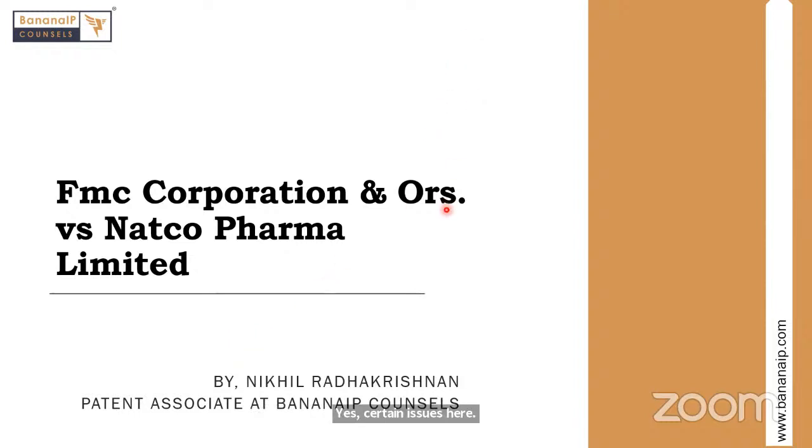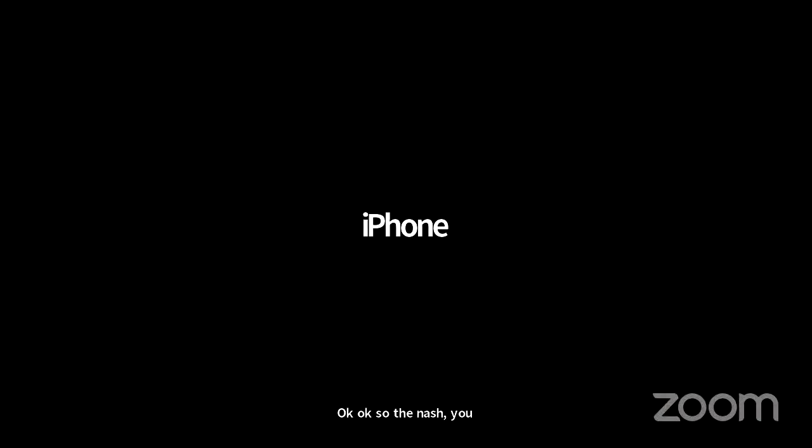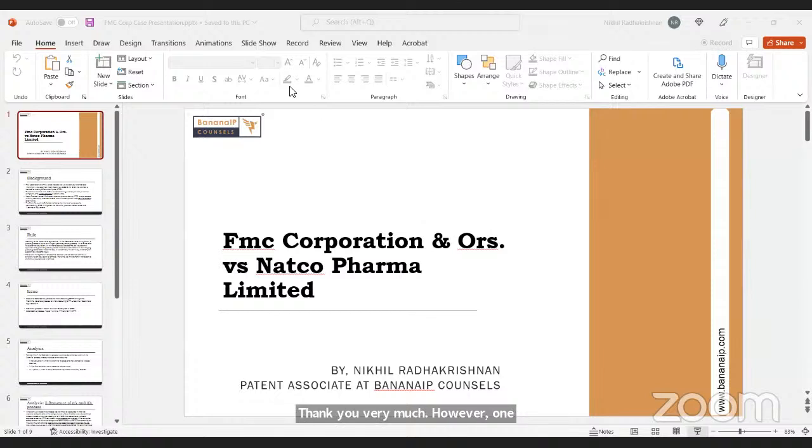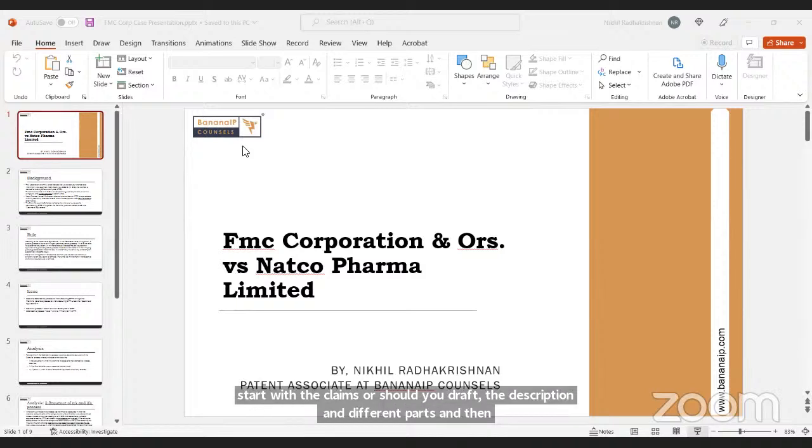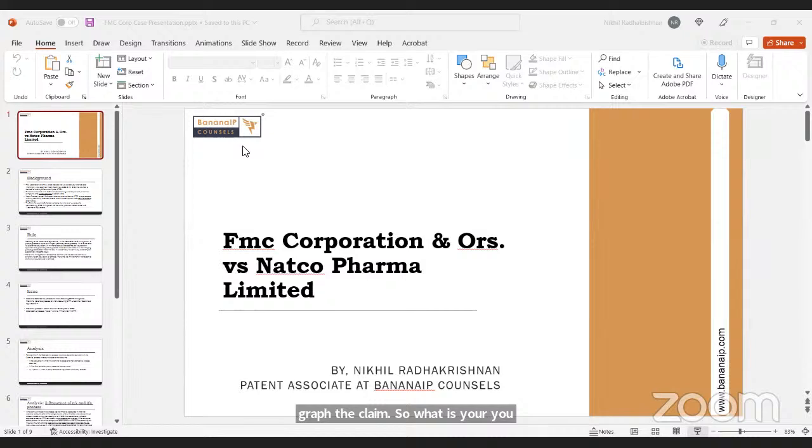Okay. So Dinesh, it was a lucid explanation of parts of the specification. Thank you very much. However, one question I have, which a lot of young drafters normally bring up, is which is the best approach to draft a specification? Should you start with the claims, or should you draft the description and different parts and then draft the claims? So what are your thoughts on this?